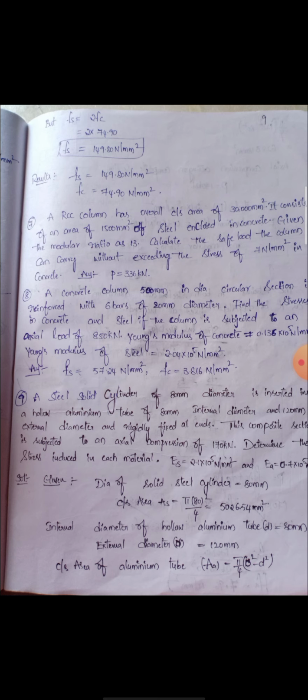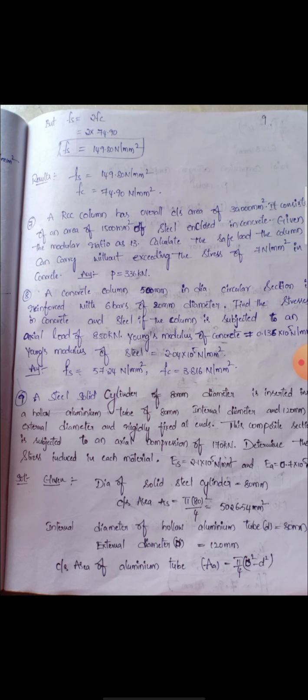Coming to the 8th problem: a concrete column 500 mm in diameter, circular section, is reinforced with 6 bars of 20 mm diameter. Find the stresses in concrete and steel if the column is subjected to an axial load of 850 kilonewton. Young's modulus of concrete equals 0.136 into 10 power 5 Newton per mm square. Young's modulus of steel equals 2.04 into 10 power 5 Newton per mm square.